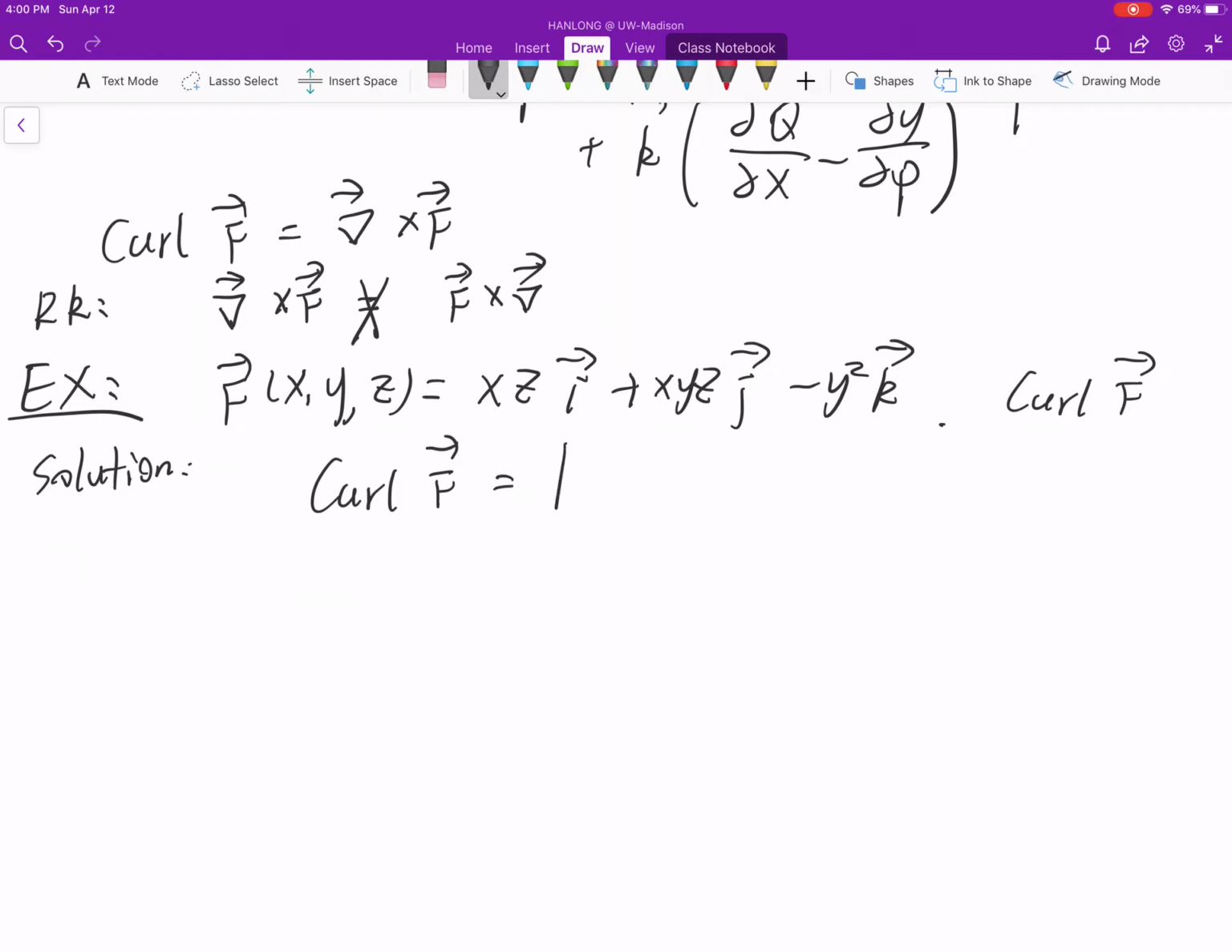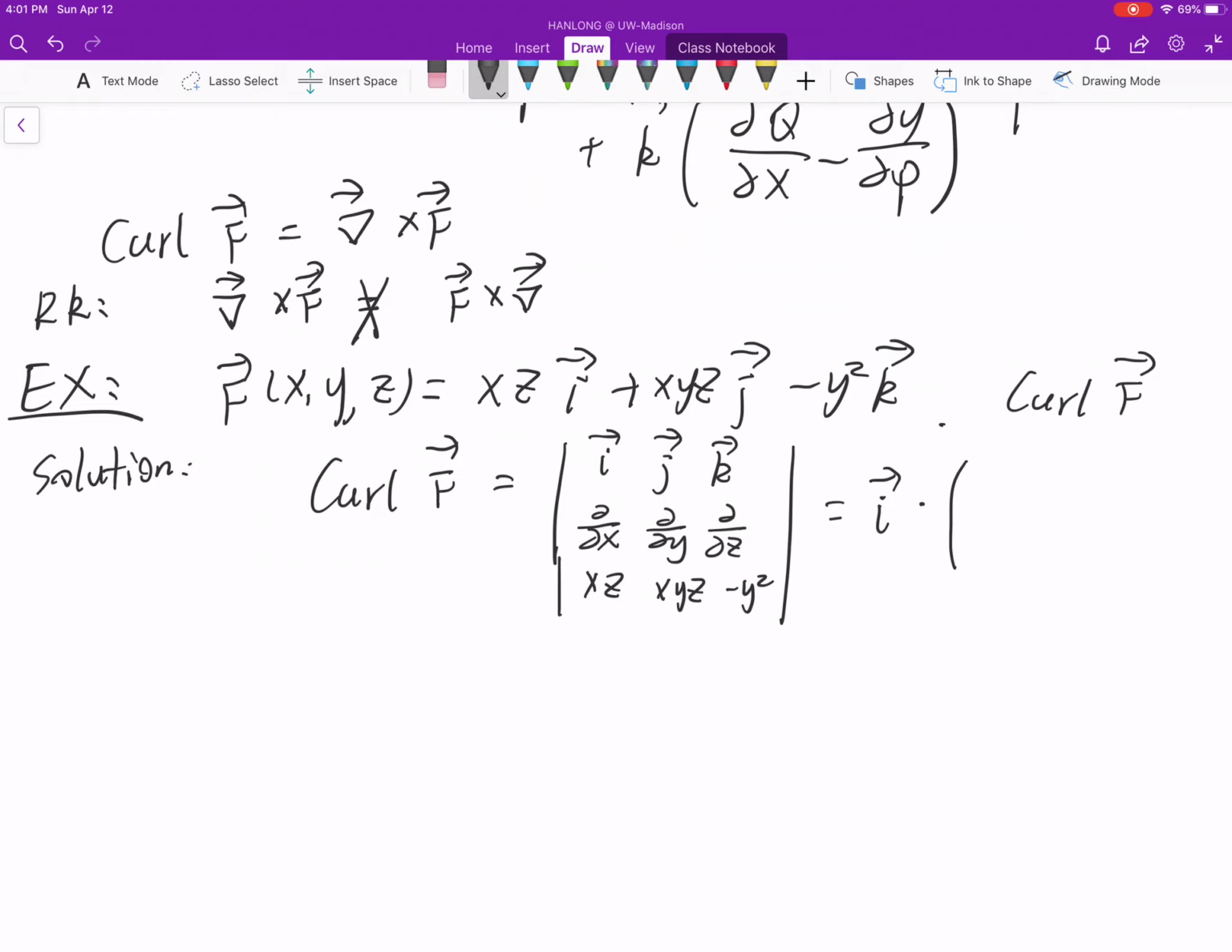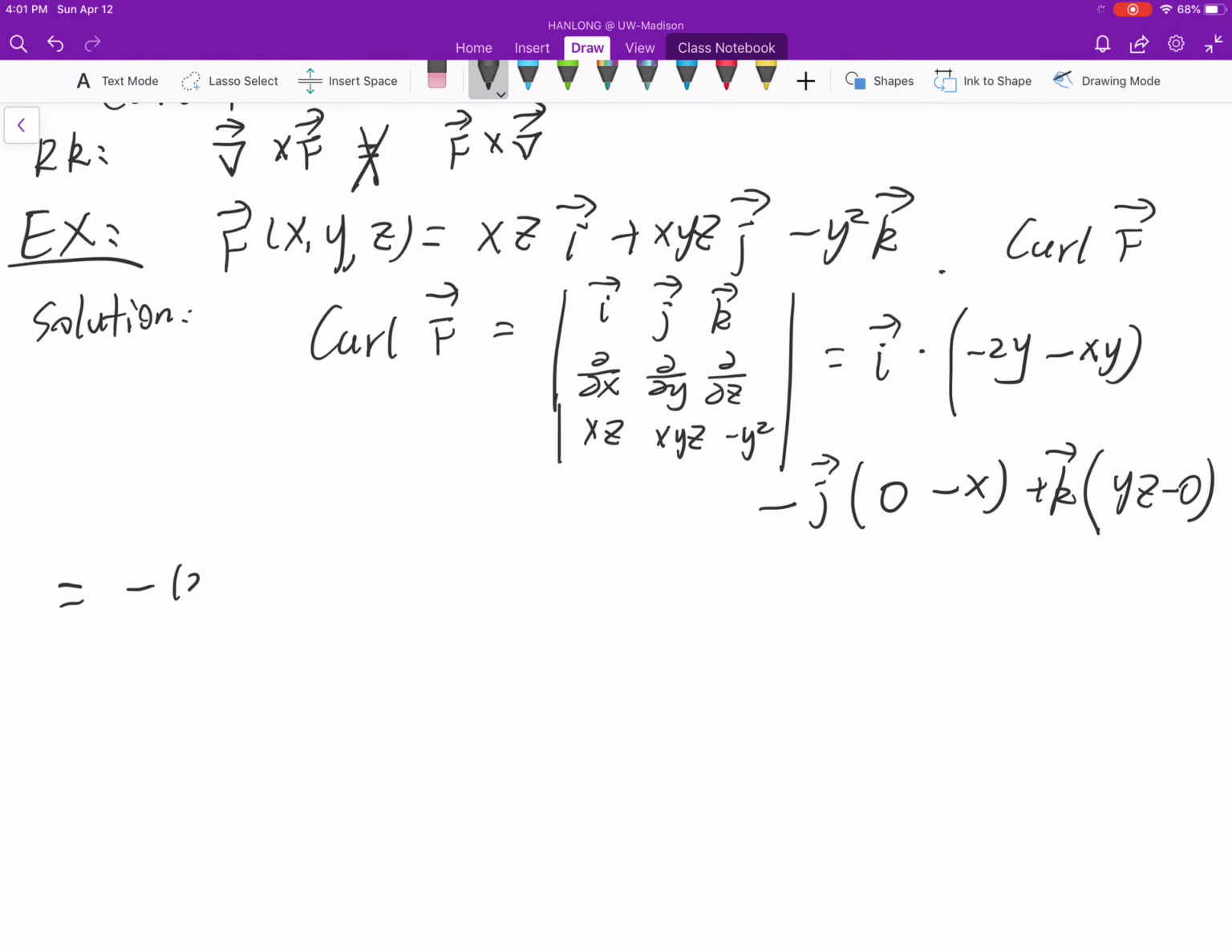Curl F equals ijk, partial x, partial y, partial z, xz, xyz, minus y squared. This is i times, so negative 2y minus xy, plus j, sorry, minus j, and 0 minus x, and plus k, yz minus 0. So therefore you have negative 2y minus xy i plus xj plus yz k.